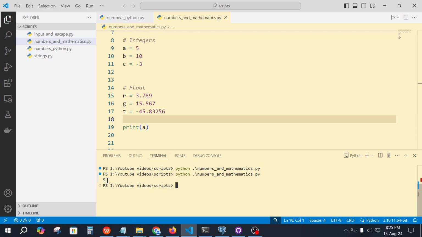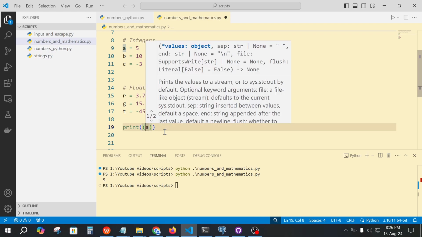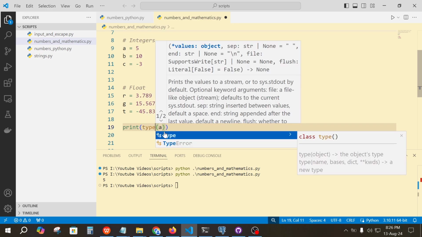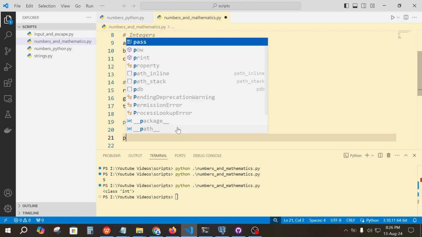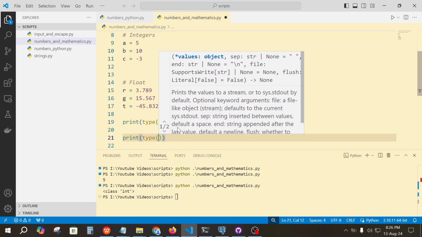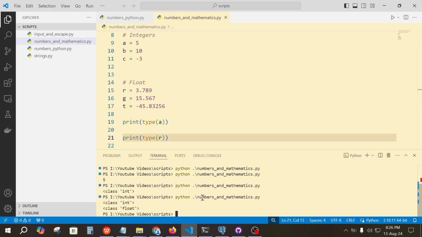So you can see it is printing 5. Now what is the type of 5? Is it a float or is it an integer? Let's check it. If I print the type of a and run the function again, its class is int, which means it is an integer. In the next line we will print the type of r. Save the file, run it again. You can see the first one is an integer and the second one is float. So that's it.